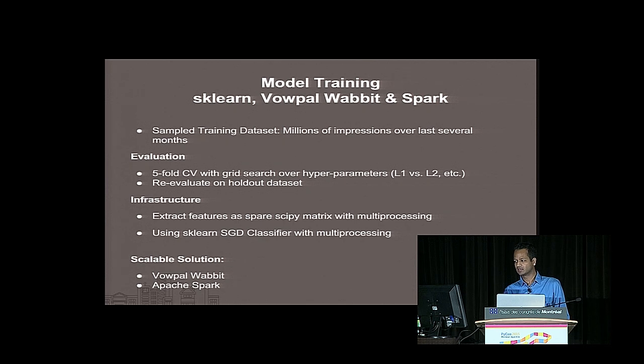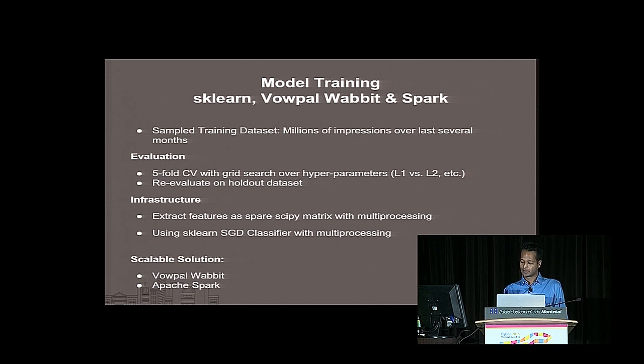So, our model training. We have used scikit-learn in the past, and now we are experimenting with Vowpal Wabbit and Apache Spark. In the framework where we were using scikit-learn, we would extract all the features as a sparse SciPy matrix, and then we were using the stochastic gradient descent classifier from scikit-learn on a multi-core system, such that each core would run SGD on a particular grid point. By grid points, I mean there are several hyperparameters in SGD, around regularization, etc. For each such grid point, we run the training on one core.